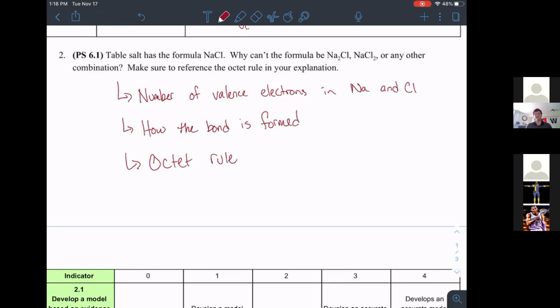sodium has 1 valence electron and chlorine has 7 valence electrons. And because of that octet rule, we know both of them want to have 8. If sodium loses 1 electron, it will have 8 valence electrons. If chlorine gains 1 electron, it has 8 valence electrons. So in order for that to happen, 1 valence electron is lost or transferred from the sodium to the chlorine. So both will have their full 8 valence electrons. They don't want to give away any more or take any more, or else they would be unstable.